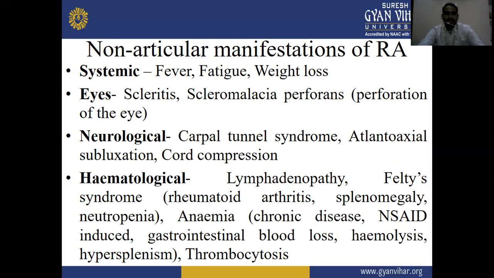Next one is hypersplenism. Hypersplenism is an overactive function of the spleen, and thrombocytosis. Thrombocytosis means an increased number of platelets in the blood.